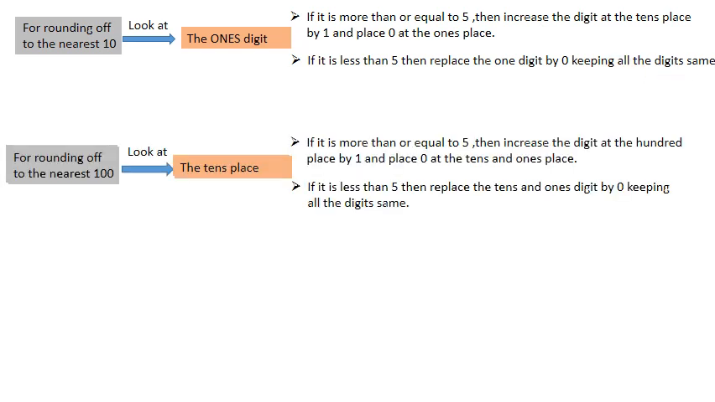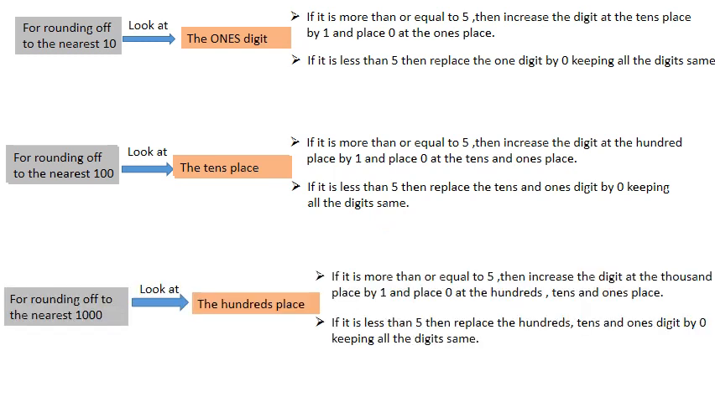Next, we have seen how to round off to the nearest 100. When we want to round to the nearest 100, we look at the tens place. Now, if this tens place is more than or equal to 5, we increase the digit at the hundreds place by 1 and we place 0 at the tens and ones place. And if the tens place is less than 5, then we replace the tens and ones digits by 0, keeping all the digits the same.